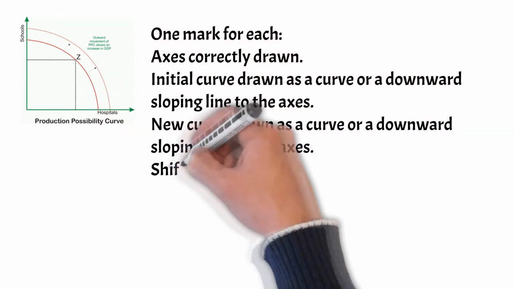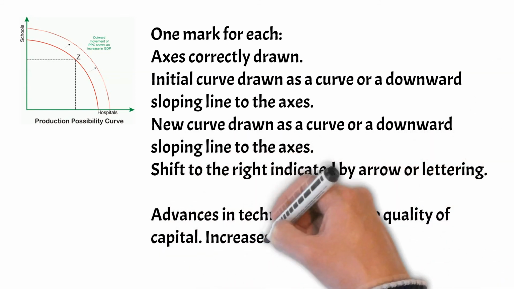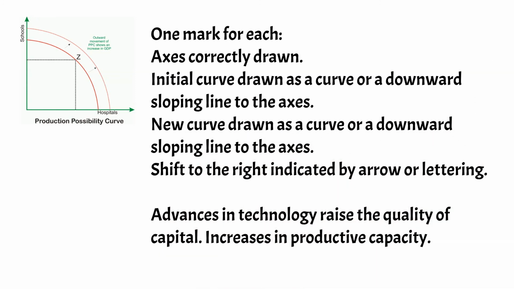Axes are correctly drawn. The initial curve is drawn as a curve or a downward sloping line to the axis. The new curve is drawn as a curve or a downward sloping line to the axis. Shift to the right indicated by arrow or lettering. Your analysis includes the following. Advances in technology raise the quality of capital. Increases in productive capacity.